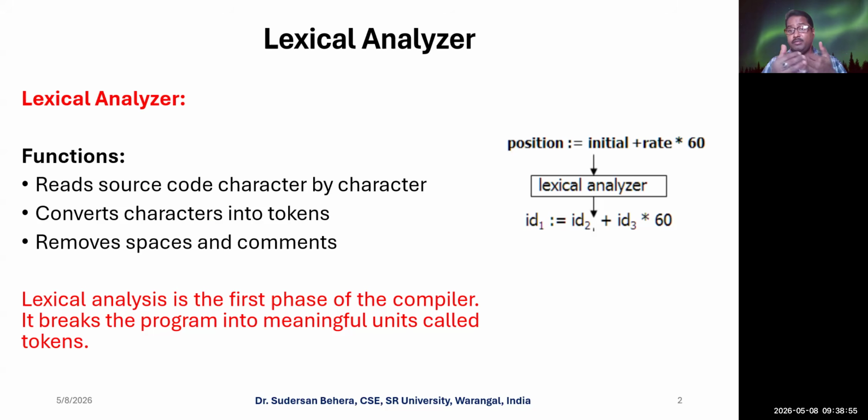Then it identifies what type of word it is. Is it a constant? No. Is it a keyword? No. Is it an identifier? Yes. Position is an identifier, so the class of position is identifier. That is why, in short, you see the output of the lexical analyzer as ID1. That means in that line the first identifier is position. In short it is written as identifier 1, that is ID1.